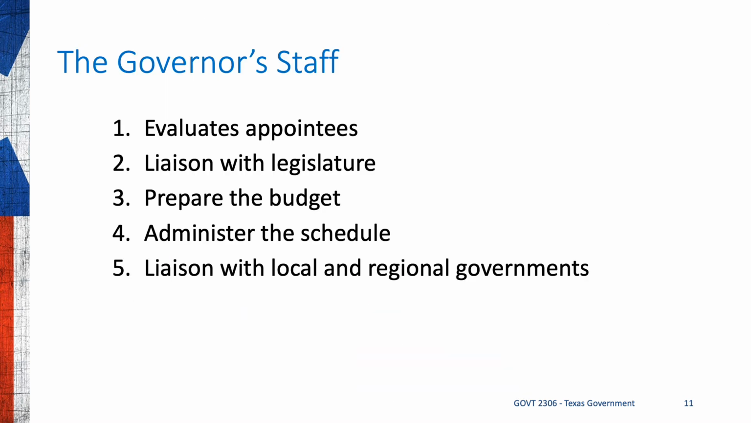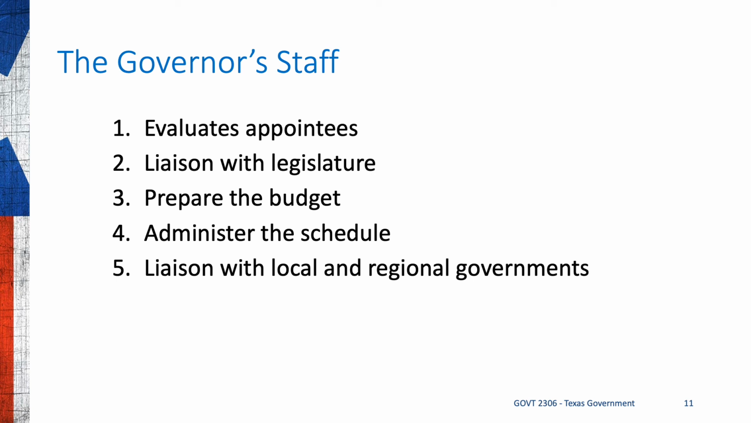The governor has a staff. The governor does not do all of the governor's work for one of the largest states in the country by himself or herself. The governor's staff will evaluate appointees. The governor makes several hundred appointments every year. There are different boards, different committees, and different judicial offices that need to be filled. And so there is a staff that evaluates different people who are up for appointment.